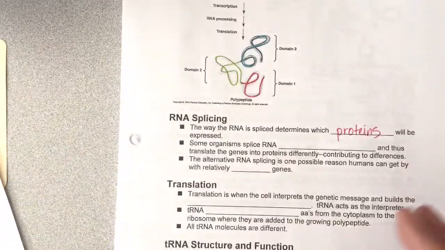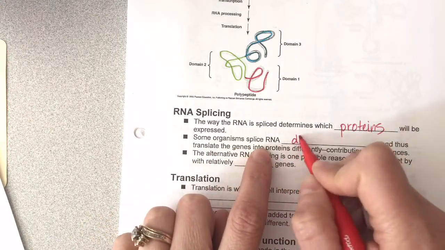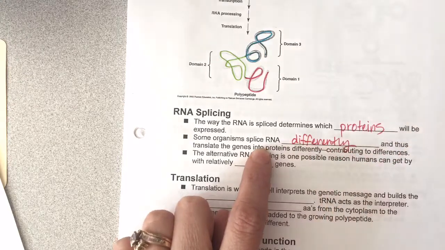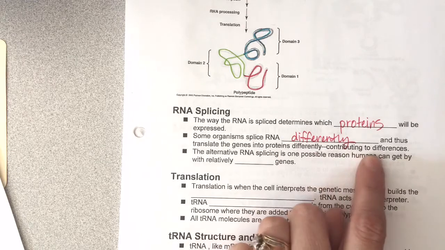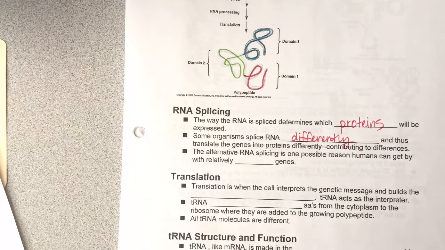And so some organisms splice RNA differently and thus translate the genes into proteins differently, contributing to differences. Some organisms have different ways to splice the RNA, therefore they treat different parts of the DNA as introns and exons than other organisms, and so make different proteins, which give you differences.